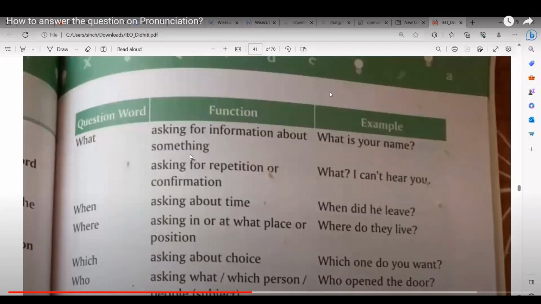Why do we use when? Can you read it, Amoto? Yes, asking about time. When did he leave? Ma'am, can I tell an example? Yes, give me an example. When my grandparents will come? Very good. When will my grandparents come? So we use when we are asking about some time. So when is used to ask about time. What is used for some information, or when we cannot hear, we ask. For repetition, we use the word what.